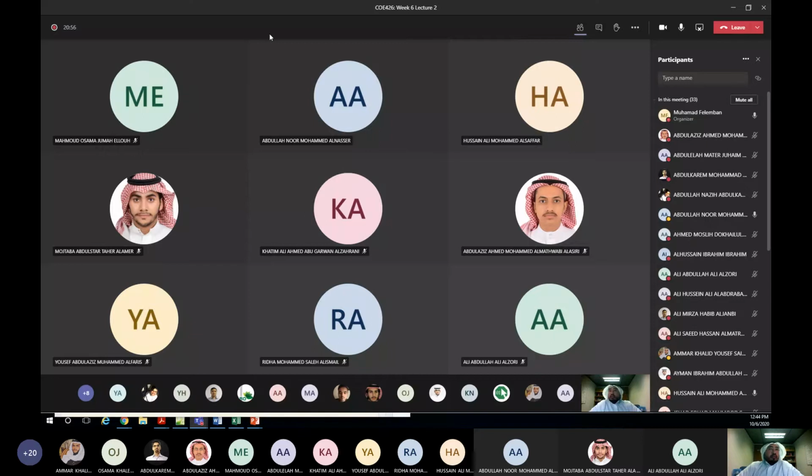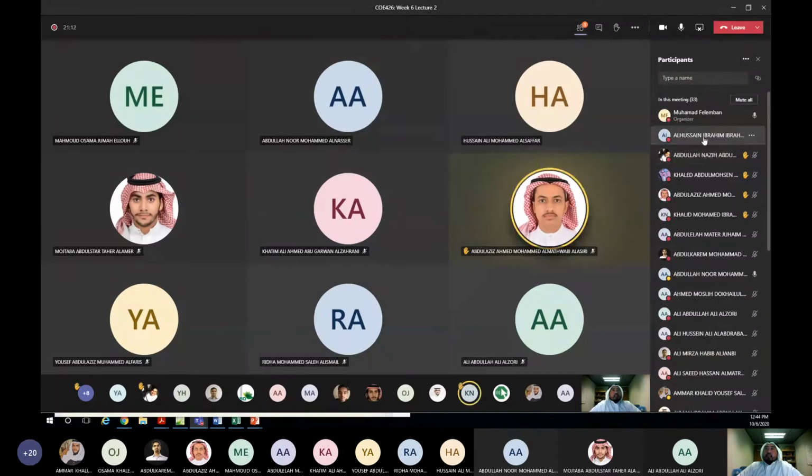The other question is, what is L-diversity and why did researchers propose it? Let's start with what is L-diversity. I see three hands. Okay, let me take Hussein Ibrahim, go ahead.